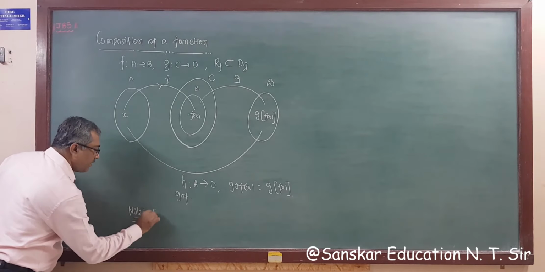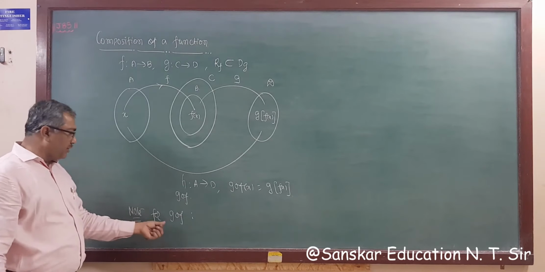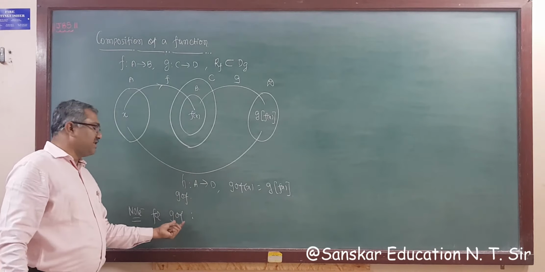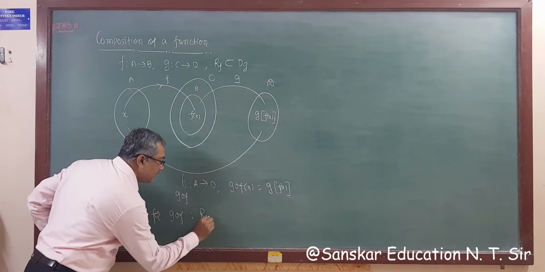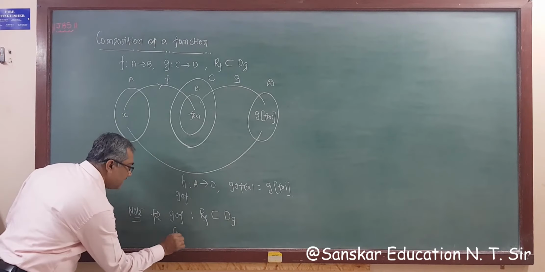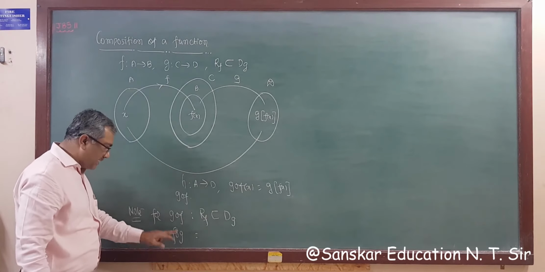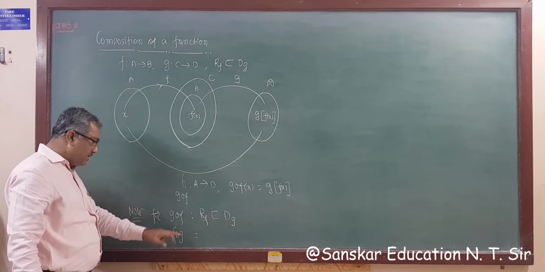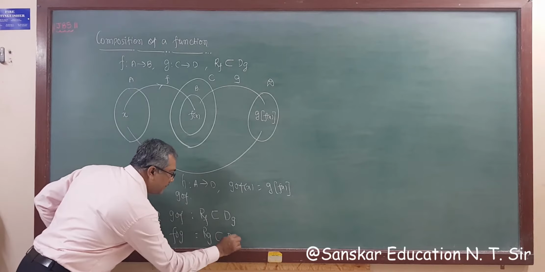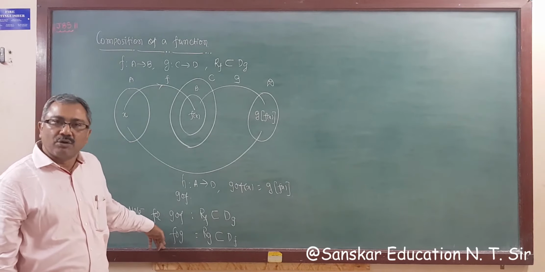Note: for g over f, you require that the range of this function is a subset of the domain of this function. Then this g over f is defined. So the range of f is a subset of the domain of g. And suppose you want the composition f over g, then the range of this function, that is the range of g, is a subset of the domain of f. Then and only then is f over g defined; otherwise f over g is not defined.